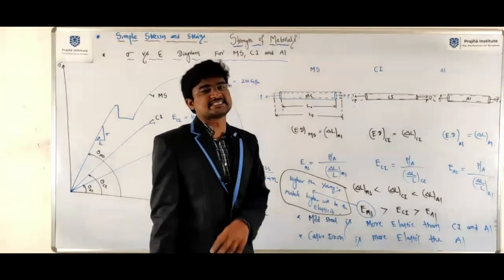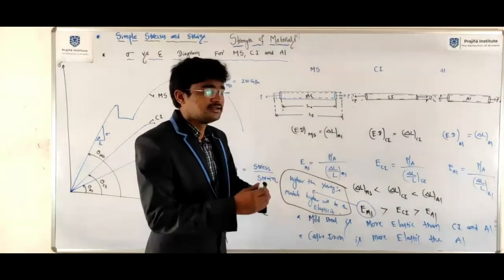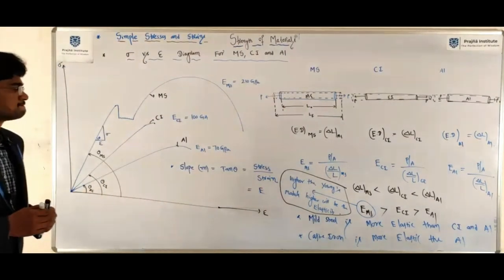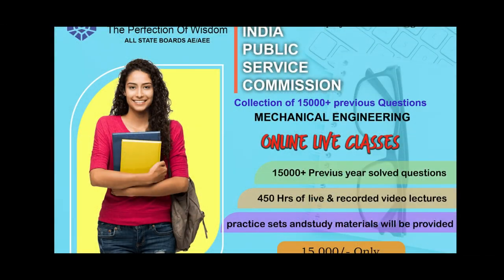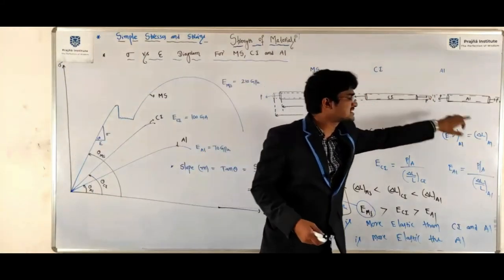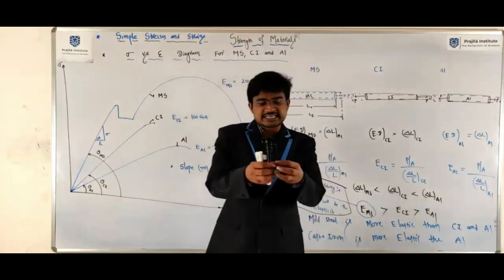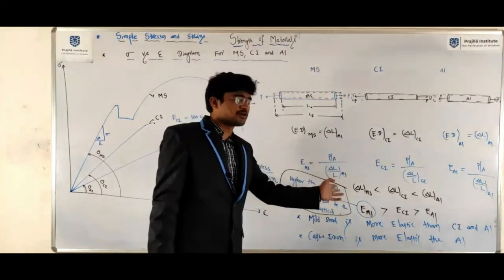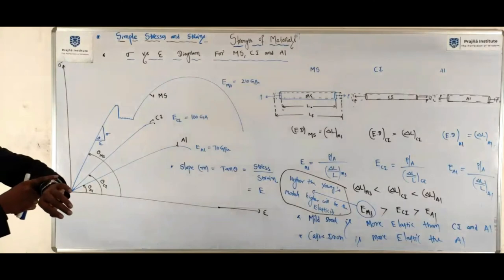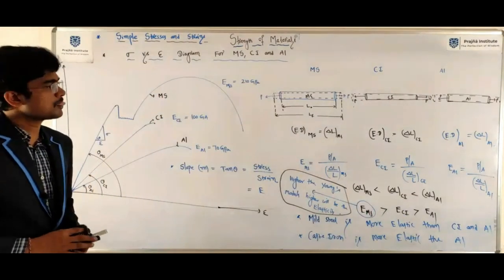In case of stiffness, the stiffness of aluminium is higher than cast iron and mild steel. Here you can take stiffness. Write down up to here. Stiffness of mild steel is less than cast iron, which is less than aluminium. Aluminium has maximum stiffness. Elastic deformation of the aluminium is higher.